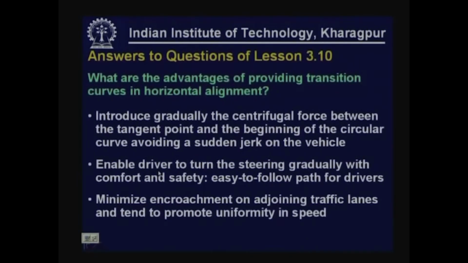Now, let me try to answer the questions of lesson 3.10. The first question was, what are the advantages of providing transition curve in horizontal alignment? There are several advantages. Number 1, it helps us to introduce gradually the centrifugal force between the tangent point and the beginning of the circular curve, avoiding any sudden jerk on the vehicle. Number 2, enables driver to turn steering gradually with comfort and safety, that means it gives an easy to follow path for drivers. 3, minimize encroachment on adjoining traffic lanes and tend to promote uniformity in speed.